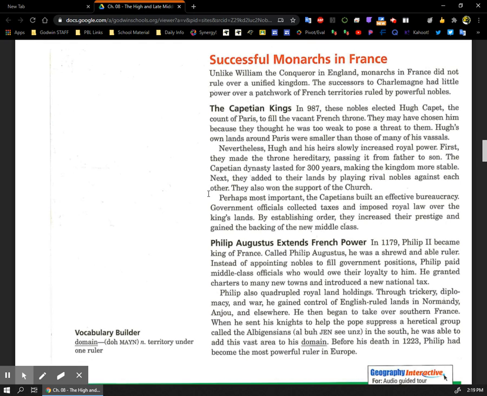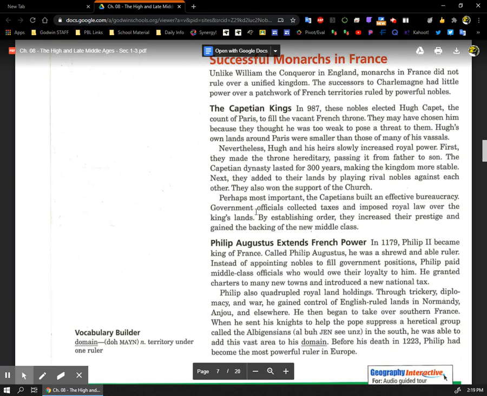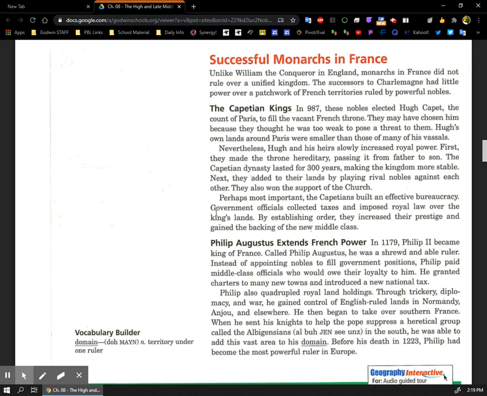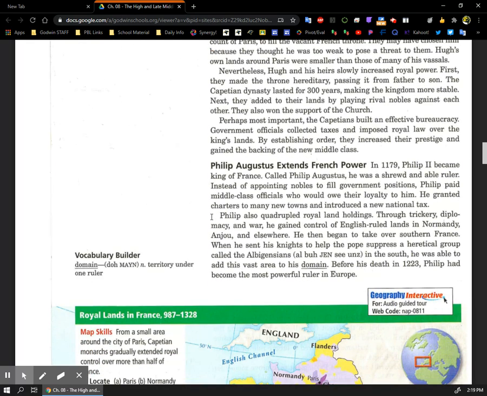Perhaps the most important, the Capetians built an effective bureaucracy. Government officials collected taxes and imposed royal law over the king's lands. By establishing order, they increased their prestige and gained the backing of the new middle class.